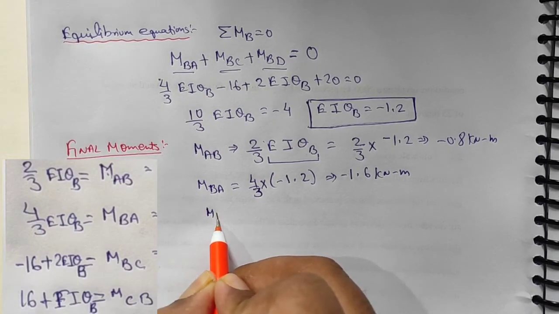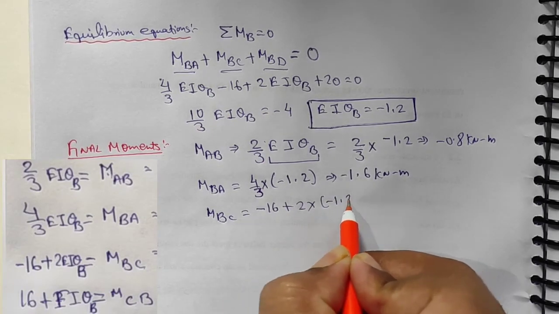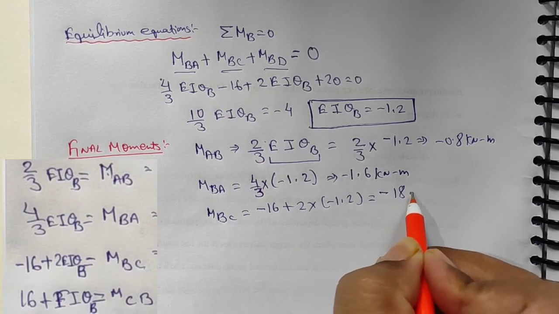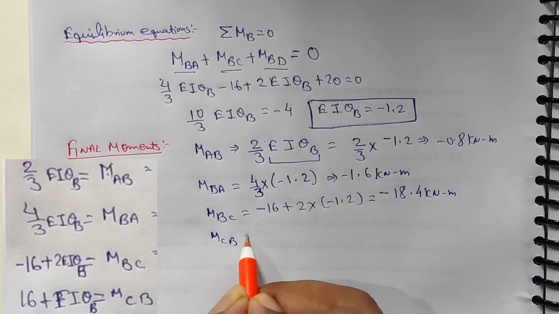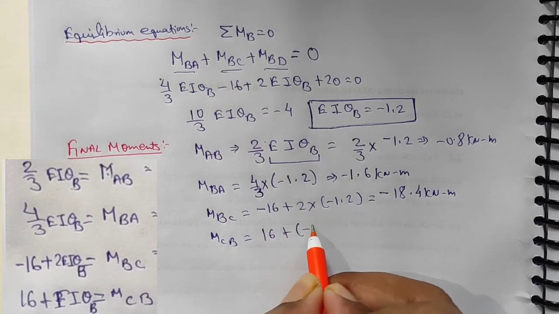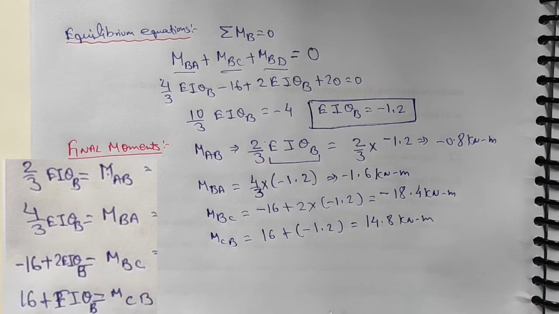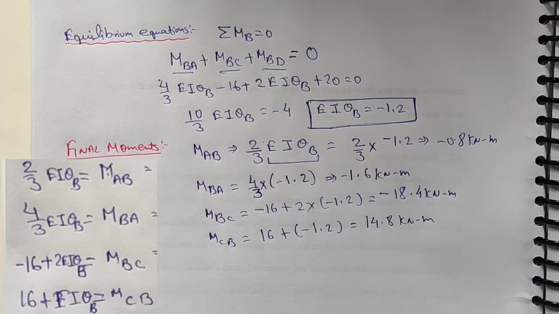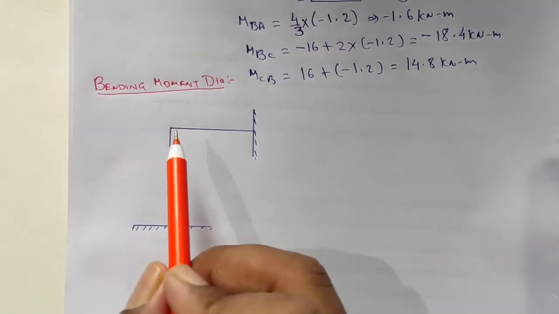Now next is MBC, that is negative 16 plus 2 into negative 1.2, which will give me negative 18.4 kilonewton meter. Similarly, I will solve for MCB, which will be equal to 16 plus negative 1.2, which will give me 14.8 kilonewton meter. So here we got the final values of the moments, which we will apply to find the bending moment diagram for the given frame. So our final step is to draw the bending moment diagram.